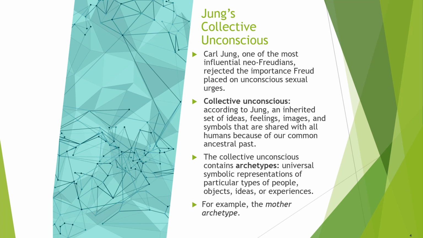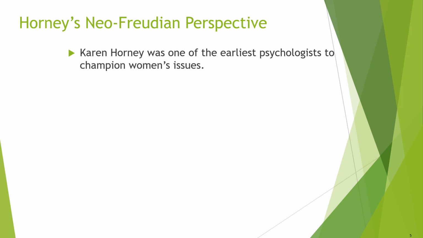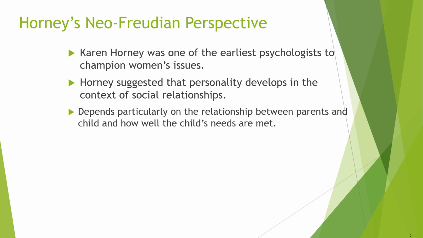Now, from Jung, we move on to Karen Horney. Karen Horney also had this neo-Freudian perspective. She was one of the earliest psychologists to champion women's issues. She suggested that personality develops in the context of social relationships, and it depends particularly on the relationship between parents and children and how well the child's needs are met. So the first social relationship that you have as children is with your parents. And that social relationship that you have with your parents is very important in developing later social relationships outside of the home.